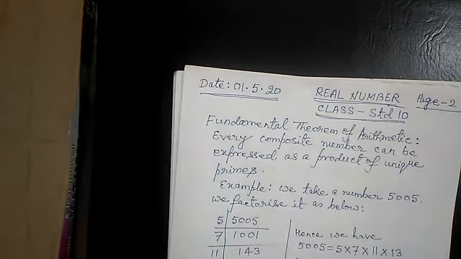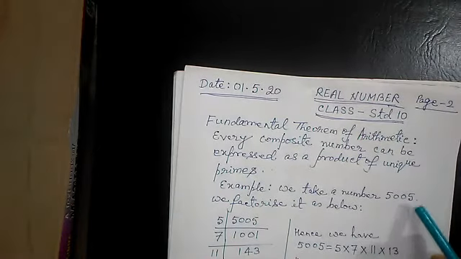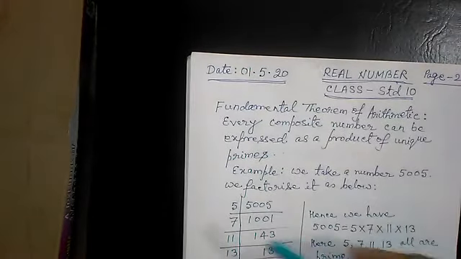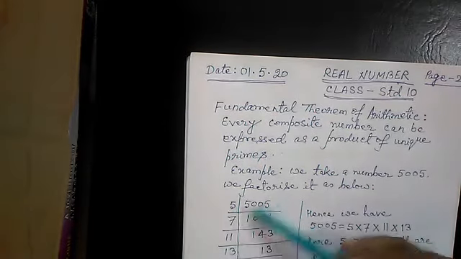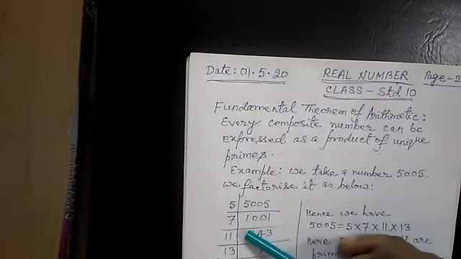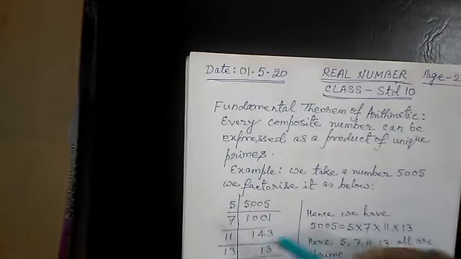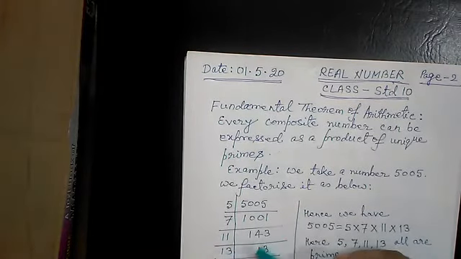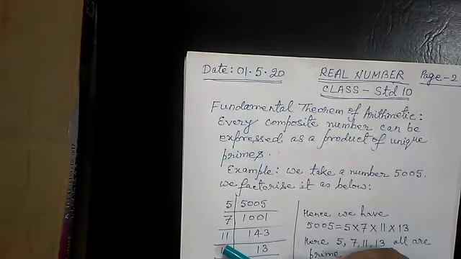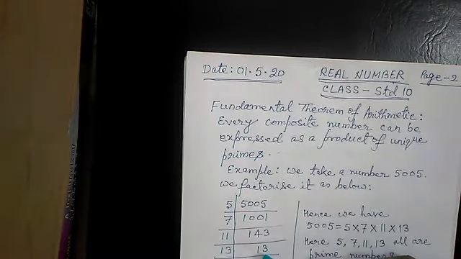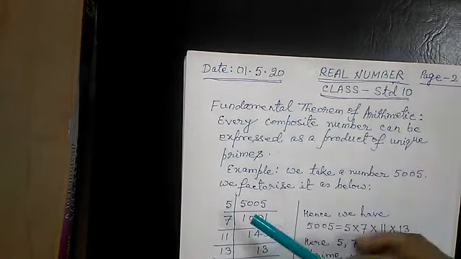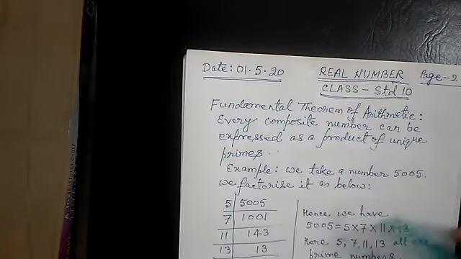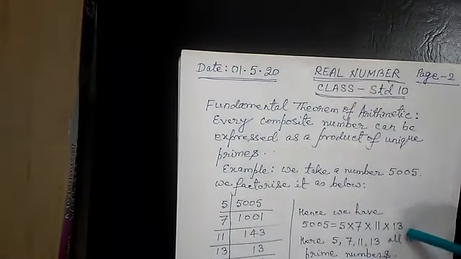Suppose here we have taken an example, the number 5005. Let us factorize it. First of all, we divide it by 5, and after division you get the quotient 1001. Now this 1001 is divisible by 7, and you will get 143. Again 143 is divisible by 11, and then you get the quotient 13, and 13 ones are 13. So the factorization of 5005 is 5 into 7 into 11 into 13.